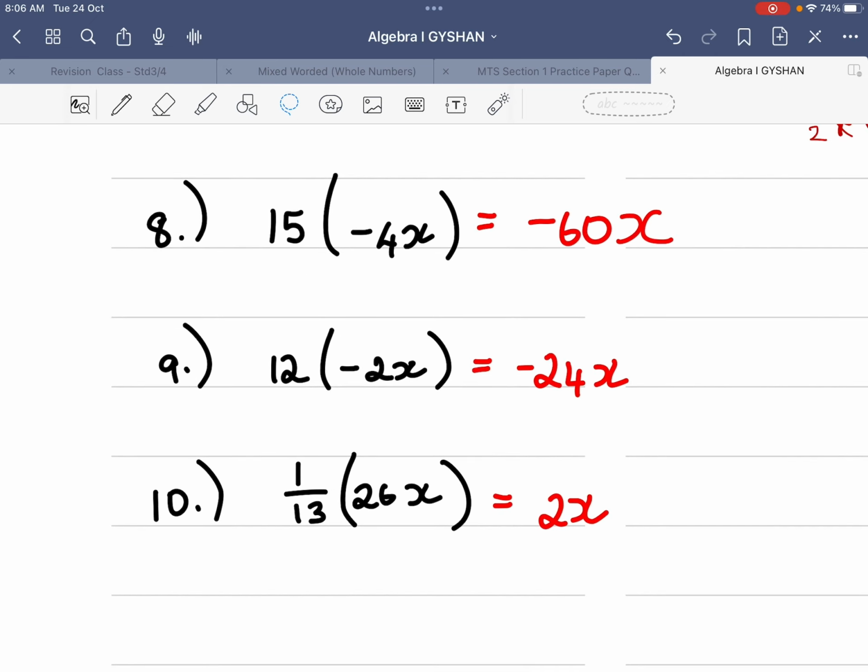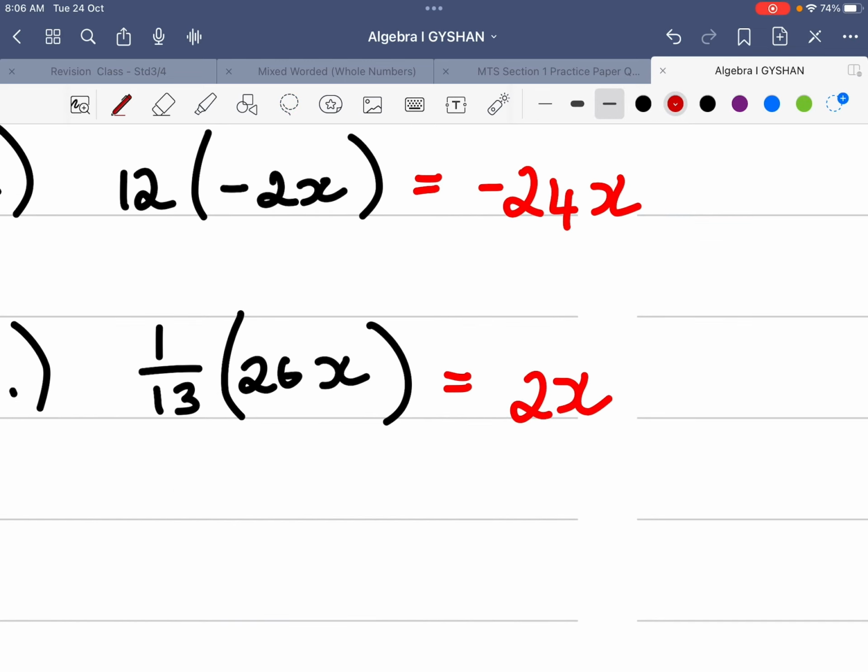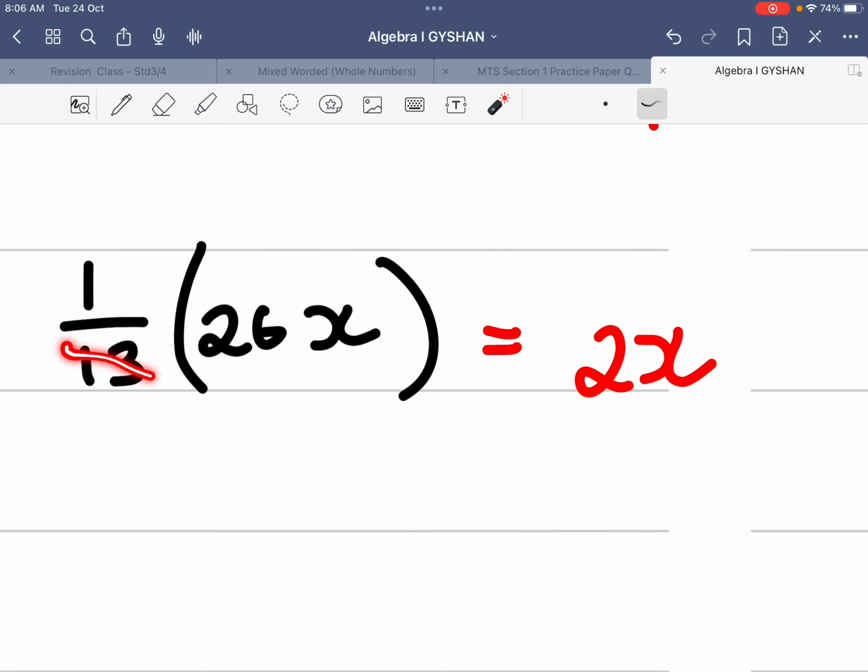Let's take a look at number 8. Number 8 and number 9 is simple. So let's take a look at number 10. 13 multiplied by 26x. 13 into 13 is 1. 13 into 26 is 2. So that's 1 multiplied by 2x, which is 2x.